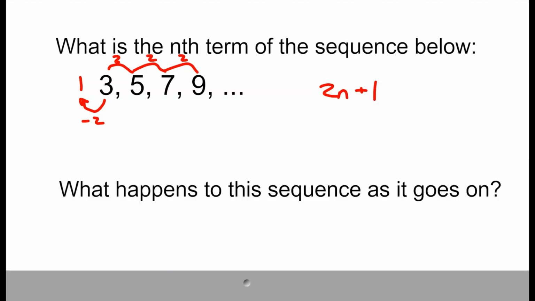Now, we need to ask ourselves, what happens to this sequence as it goes on? So the next terms are 11, 13, 15, and so on. And as this sequence goes on forever, it's going to get bigger and bigger to the point it tends to infinity. It's always going to be getting bigger and bigger and bigger.